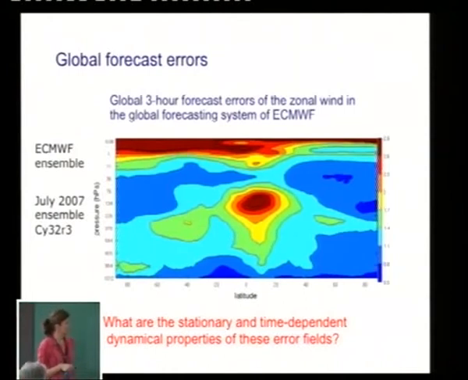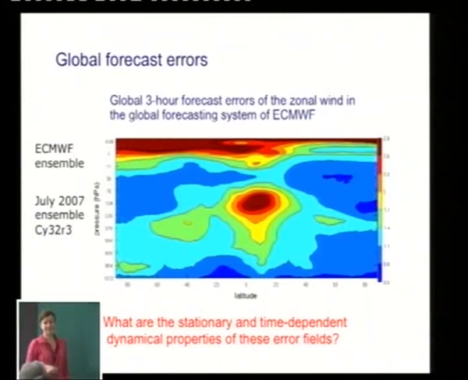So the point is, you see some forecast errors. These are mid-latitude storm tracks. And because this is July, it's larger in the southern hemisphere. But the most important errors the model has to think about are in the tropics. And they are in the upper tropical troposphere and around the tropical tropopause.